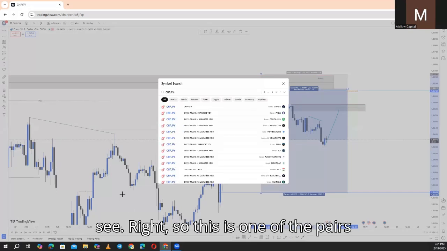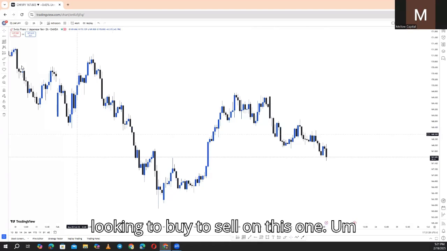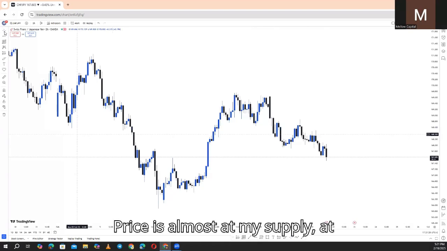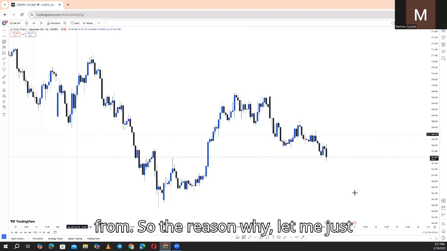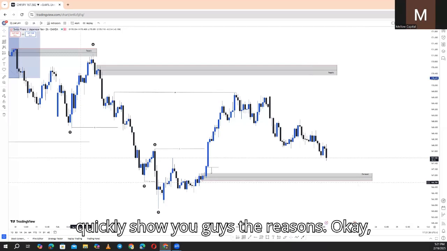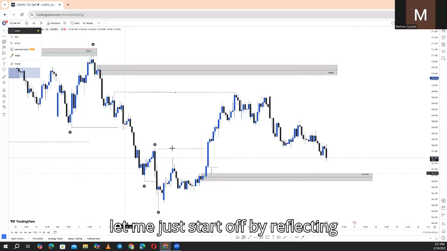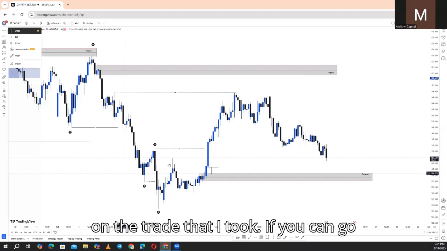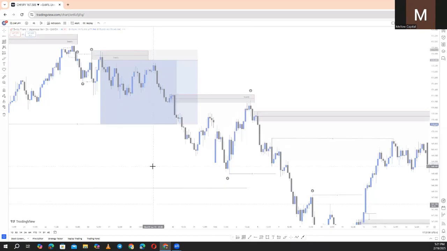Right, so this is one of the pairs that I'm looking at. I'm currently looking to buy. Price is almost at my demand zone that I'm looking to buy from. The reason why, let me quickly show you guys. Let me start off by reflecting on the trade that I took. If you can go to H4 so that you can save time.